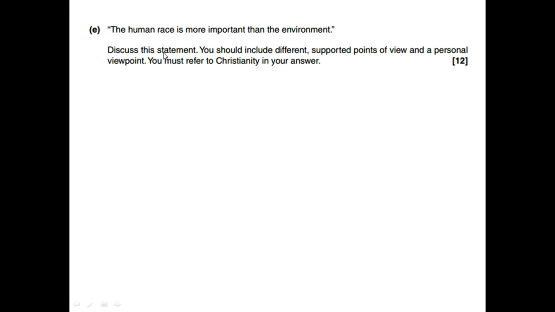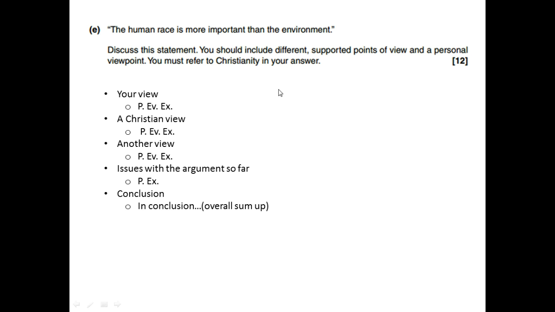Question E. The human race is more important than the environment. Discuss this statement. You should include different supportive points of view and a personal viewpoint. You must refer to Christianity in your answer. So now it gets into a bit more detail. Pretty much everything, with the exception of the contradiction section, which I'll get onto in a bit, is in a point, evidence, explain format.